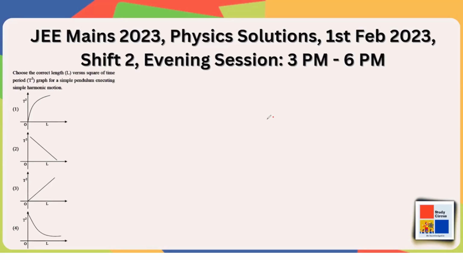So here we have the question. We have to choose the correct length versus square of time period graph for a simple pendulum. So this is a pretty easy question. The time period for a simple pendulum is given by 2π√(L/g), where L is the length of the pendulum and g is the acceleration due to gravity, right?